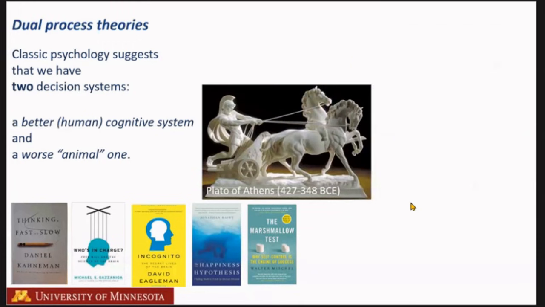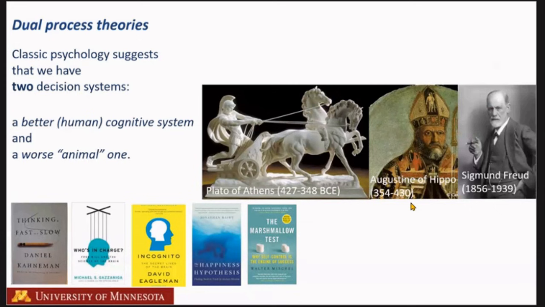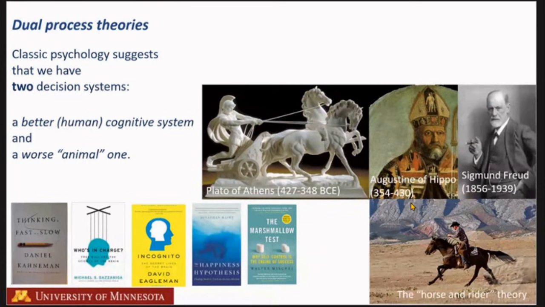I will point out that this is, in fact, very old. This goes back at least to ancient Greece, right? Plato talks about controlling a wild horse and a thoughtful horse. This is in the Ramayana, so I'm pretty sure it's actually pre-Greek. It's Indo-European in some sense. This is Augustine's City of God and City of Man. This is Freud's Ego and Superego and Id. This is the Horse and Rider from people like Jonathan Haidt.